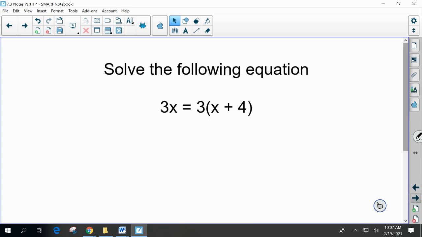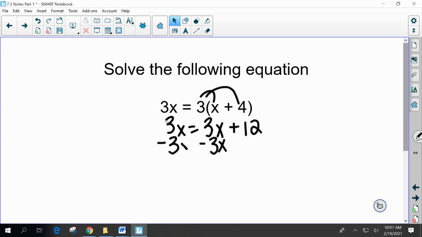Okay, on the next problem, I have to do distributive property again. So 3 times x is 3x, and 3 times 4 is 12. Okay, then what would you do next? Subtract 3x. So what is 3x minus 3x? 0. 0 equals 12.